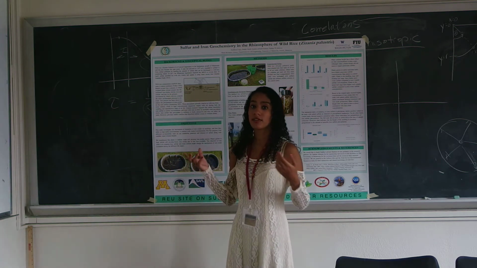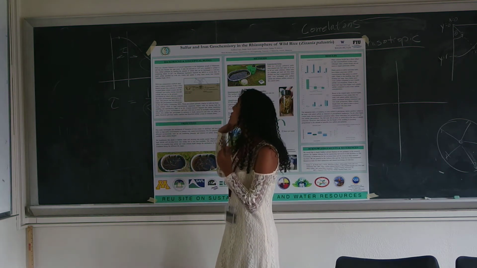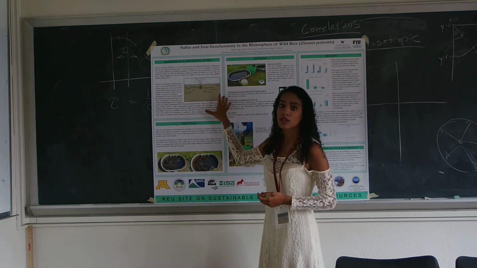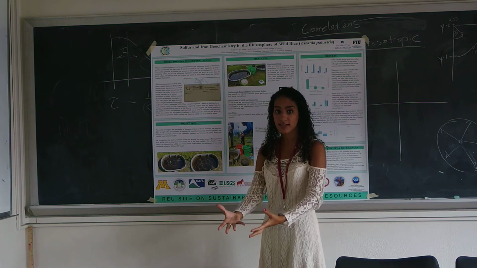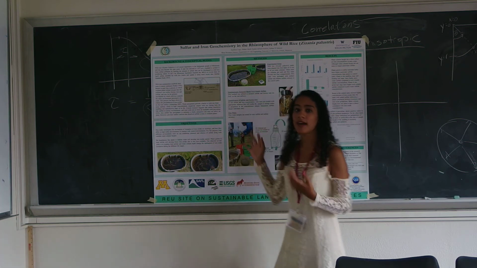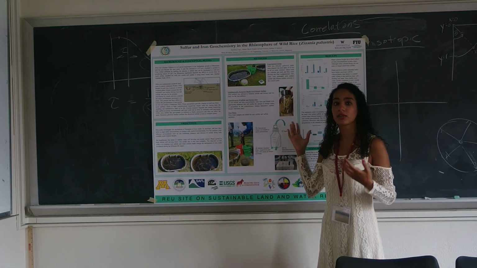This project is completely community-based. It's really important for the state of Minnesota because they're trying to set a new decree in which they lower the sulfur amount that can be introduced in the water system. And we're trying to show that if that happened, it would completely kill the wild rice.